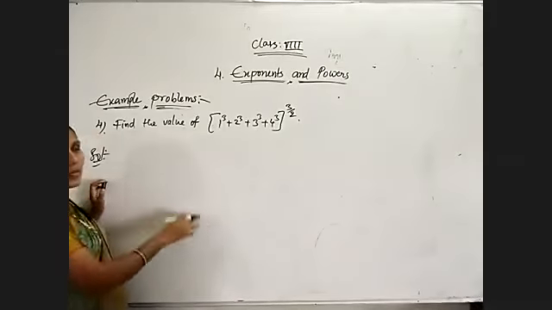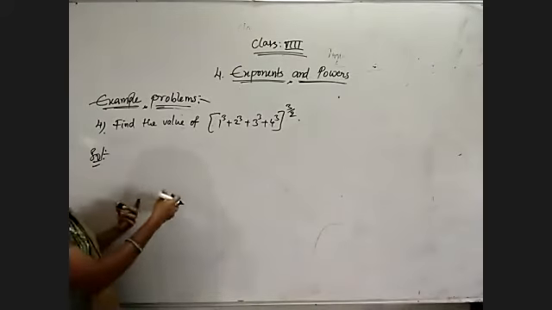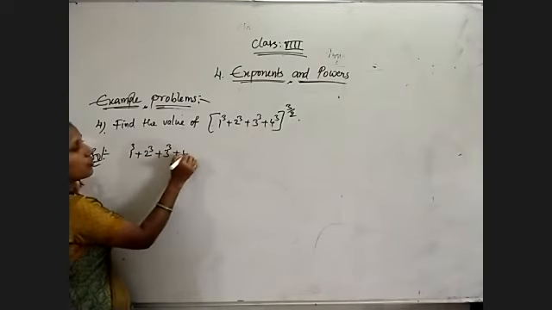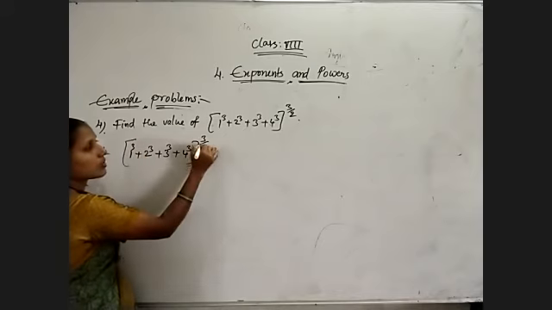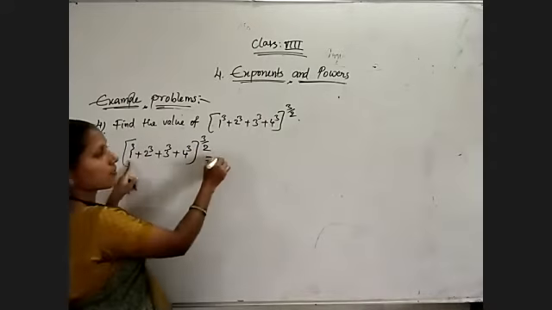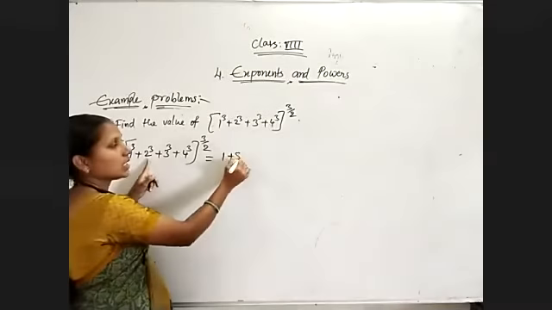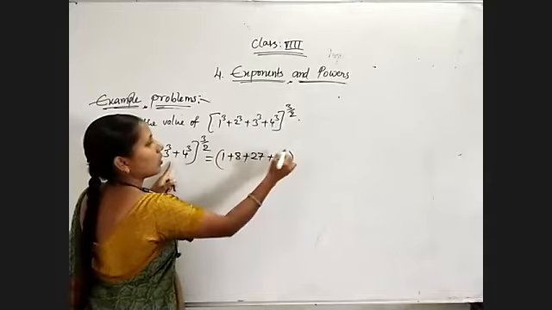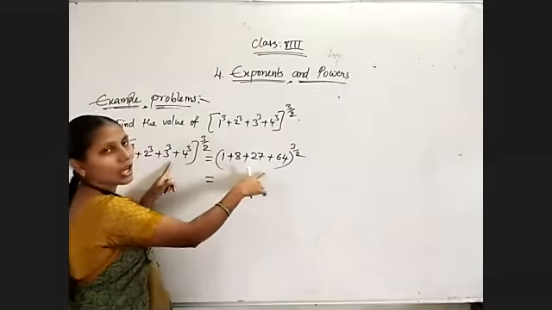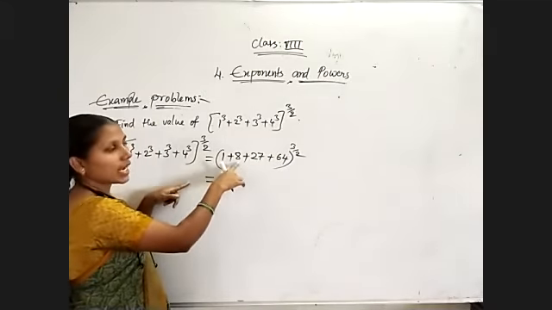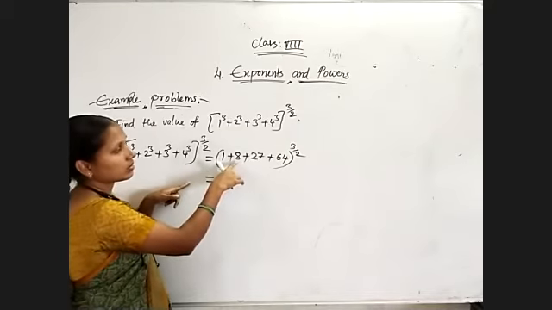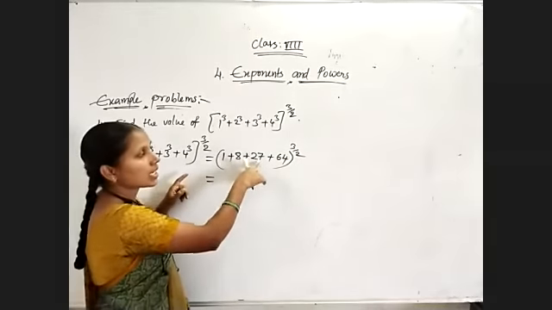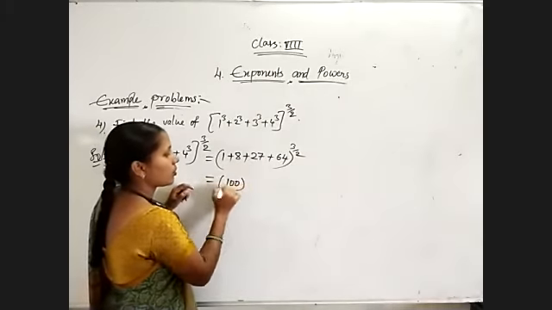1 cube means 1, 2 cube means what, 3 cube means what, 4 cube means what, we know because they are very simple numbers. So first of all, normally I'll explain how we have to do that question. 1 cube plus 2 cube plus 3 cube plus 4 cube whole to the power of 3 by 2, which is equal to 1 cube is 1, 2 cube is 8, 3 cube is 27, 4 cube is 64, whole power 3 by 2. So just add all this, you will get 100. 1 plus 8, 9, 9 plus 27, 36, 36 plus 64, 100. 100 to the power of 3 by 2.